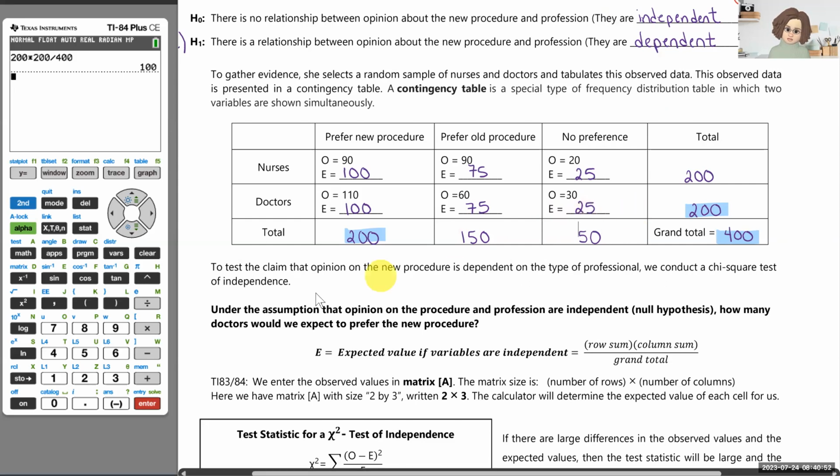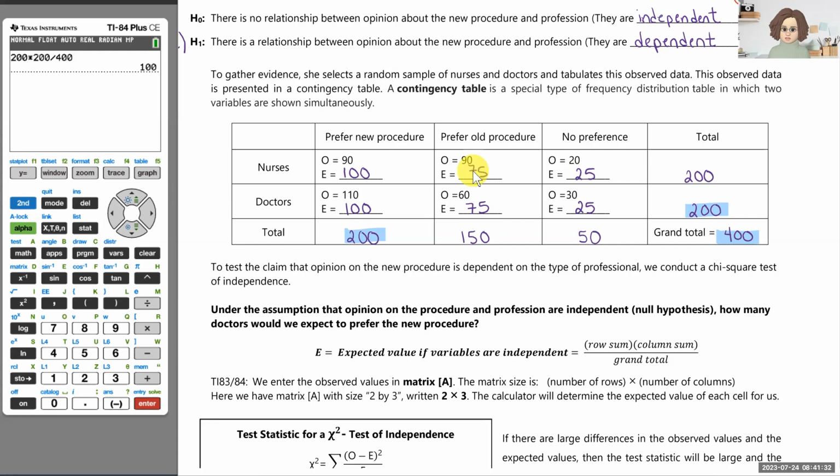So the way the chi-square test for independence works is we look at the differences between what we actually observed when we collected data and what we would have expected to happen if the two variables were independent. So I can see here that there's differences between what we observed and what we would expect. The chi-square test looks at those differences, and essentially, if those differences are very large, it's leading me to believe that, in fact, there is an influence of profession regarding opinion on the procedure.